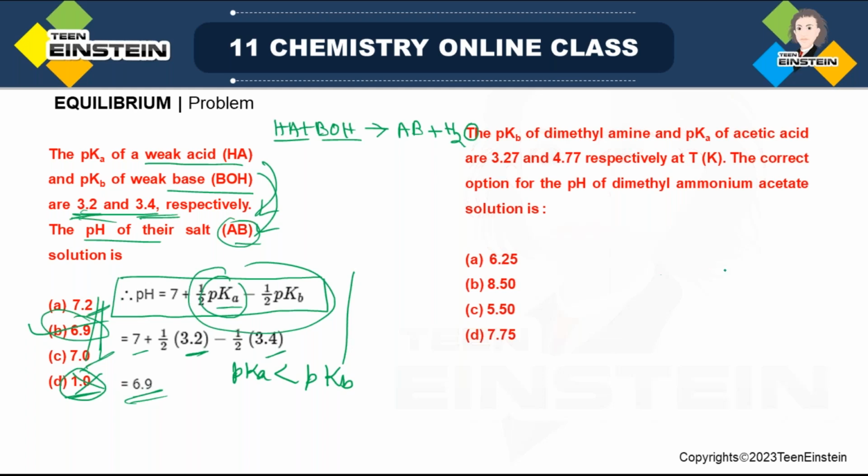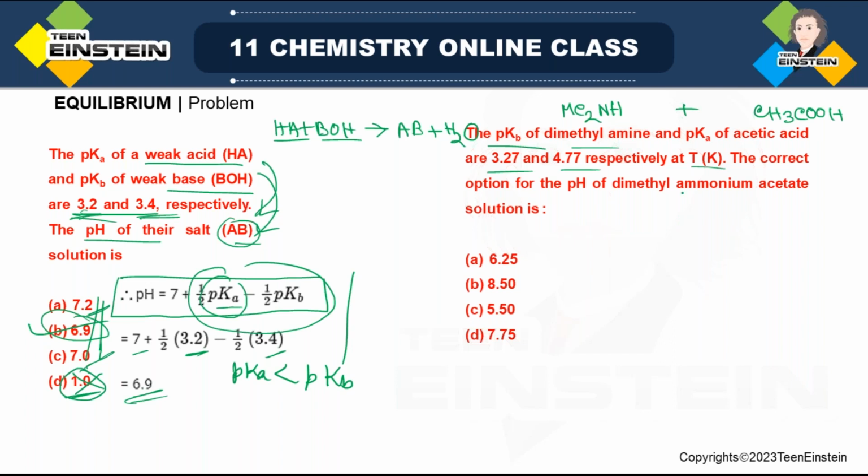The next question is the same type. The pKb value of dimethylamine is given. Dimethylamine is Me2NH. This is a weak base. This is a secondary amine. The pKa of acetic acid, CH3COOH, so this is also weak. So we have a weak base and weak acid. The pKb and pKa values are given respectively at T Kelvin. We need the correct option for the pH of dimethyl ammonium acetate solution.